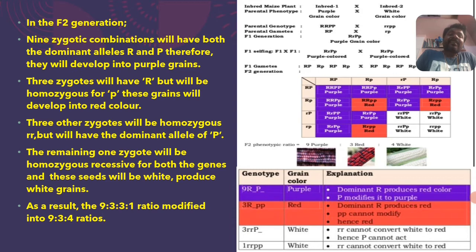The color of the grain is red. Then three other zygotes will be homozygous small rr but will have the dominant allele capital P. In that case, with small rr present, it shows white color. The remaining one zygote will be homozygous recessive for both genes, and these seeds will produce white grains.